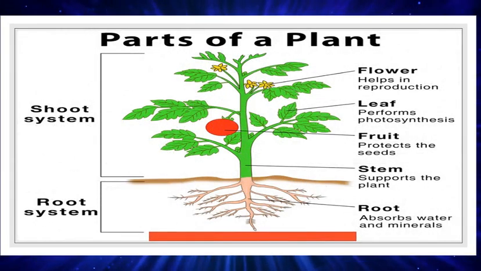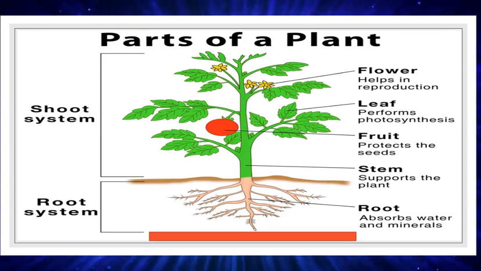That is the parts of a plant. You can see the parts of the plant. It has 2 parts, that is 2 systems. We have the shoot system and the root system. The ones at the top are called the shoot system, and those at the bottom are called the root system. Are we clear? Now, when we move on to the shoot system, you can realize we have the flower.